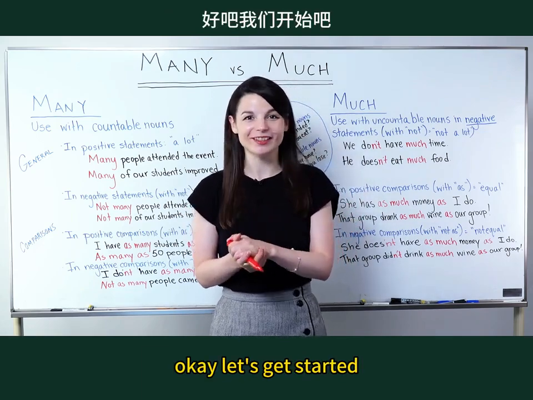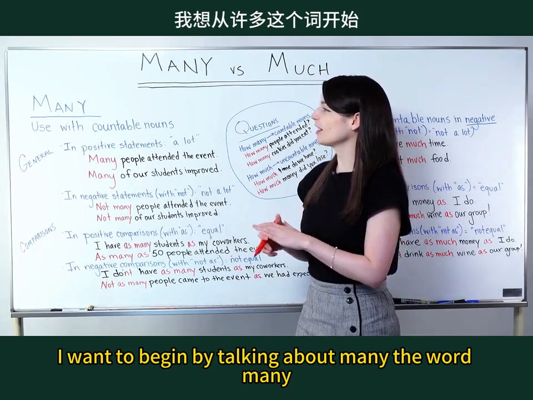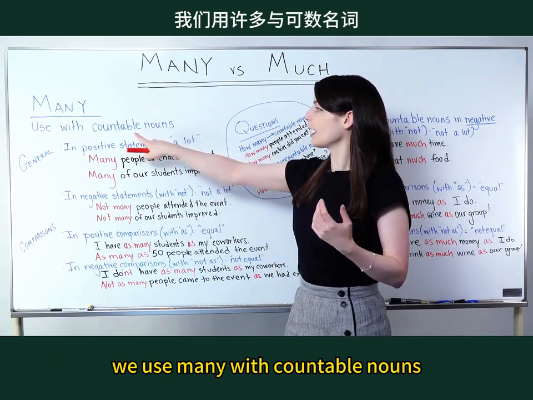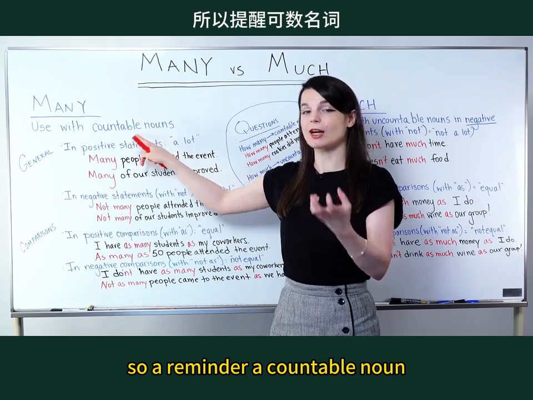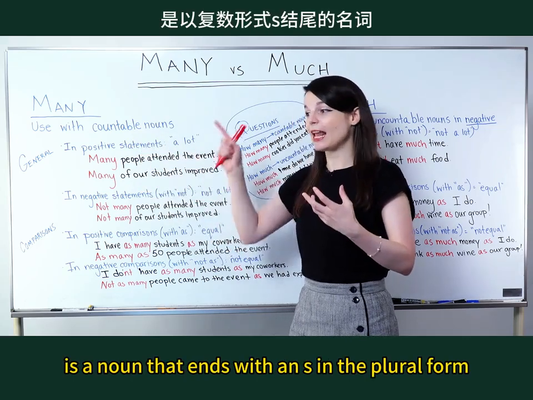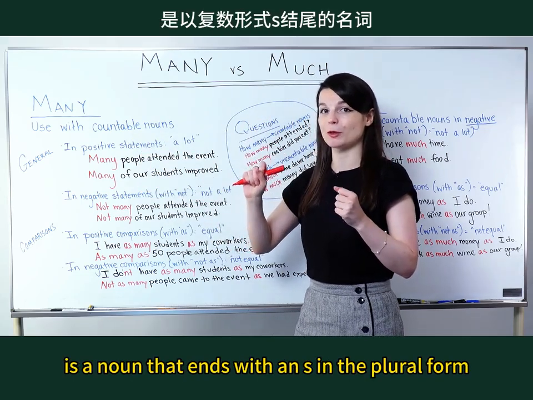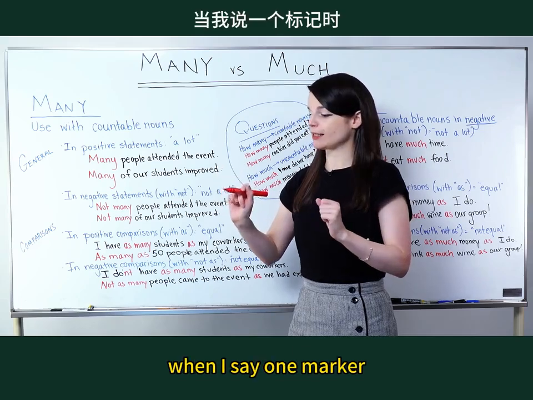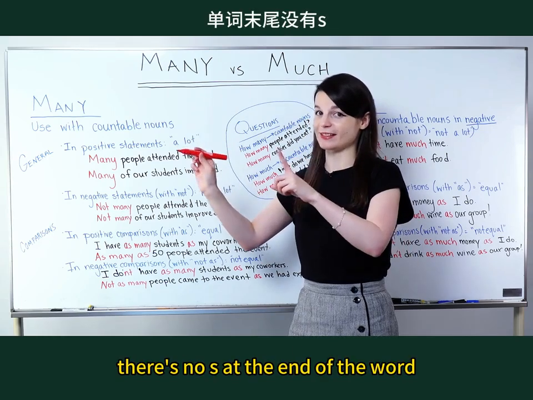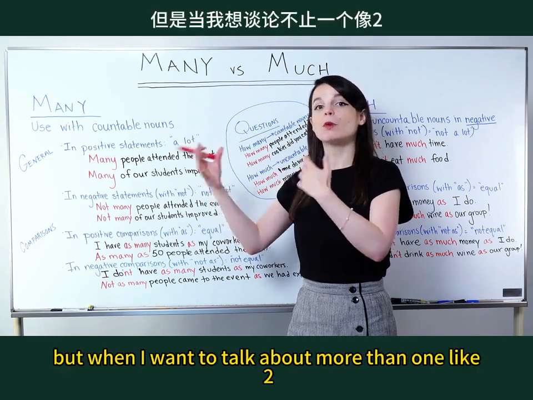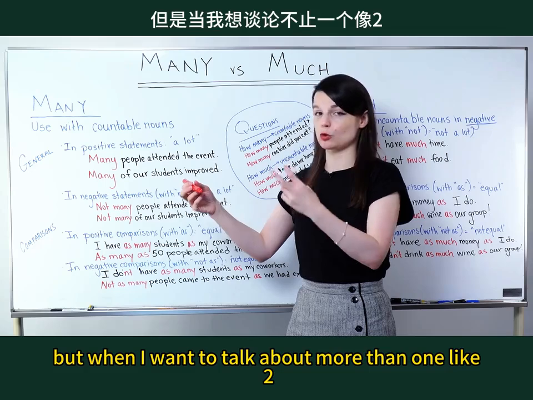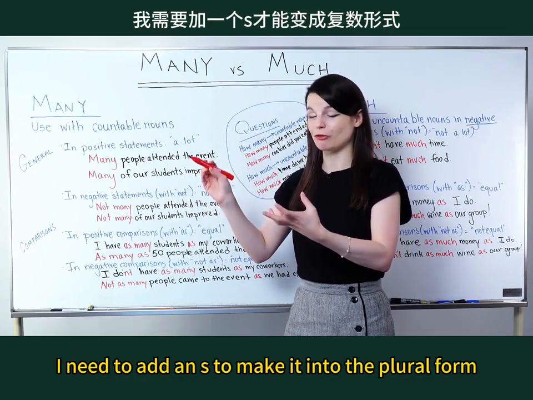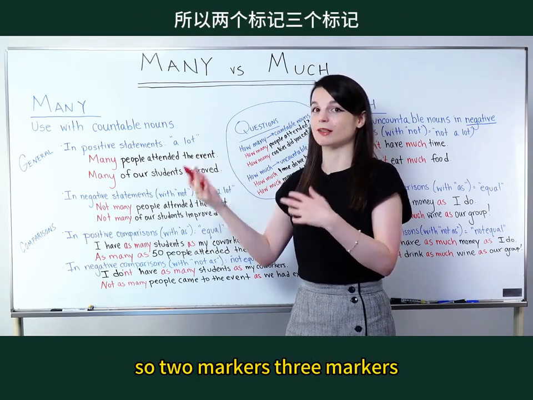Okay, let's get started. I want to begin by talking about the word many. We use many with countable nouns. So a reminder, a countable noun is a noun that ends with an S in the plural form. So for example, marker is a countable noun. When I say one marker, there's no S at the end of the word. But when I want to talk about more than one, like 2, 3, or 4, I need to add an S to make it into the plural form. So 2 markers, 3 markers.